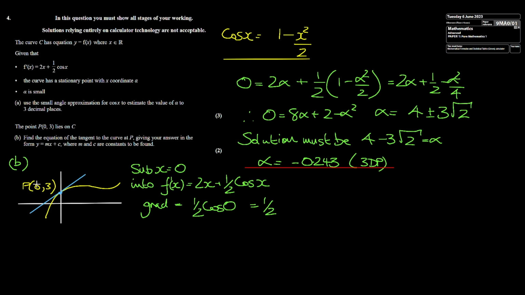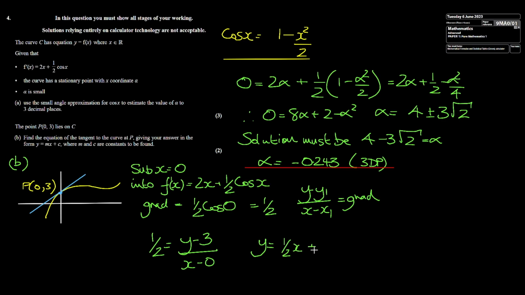We know a point on that line, which is (0, 3), so we just set up the usual gradient equation that we need: y minus y1 divided by x minus x1 is equal to the gradient. So I get a half, putting our values in, a half is equal to y minus the y coordinate, which is 3, divided by x minus 0. Shifting this all round, we get that y is equal to a half x plus 3. So the constants we need to find are that m is equal to a half and c is equal to 3. And that will gain you the 2 marks on offer.